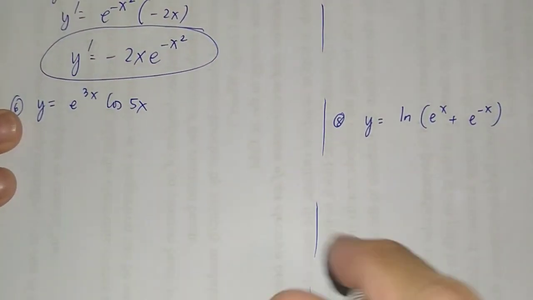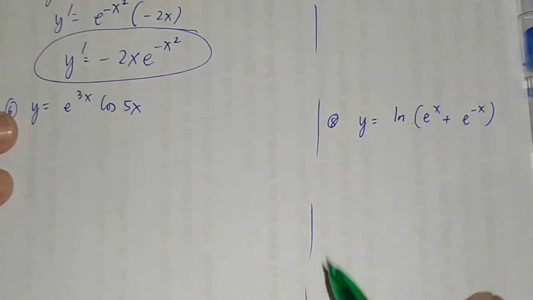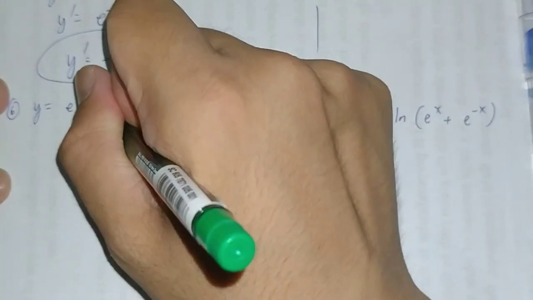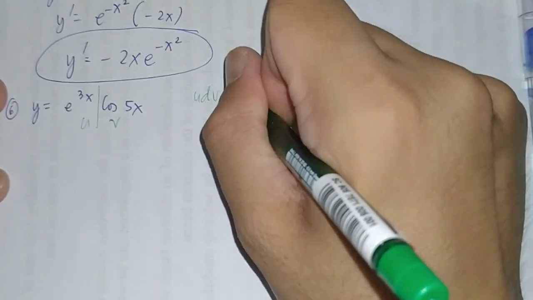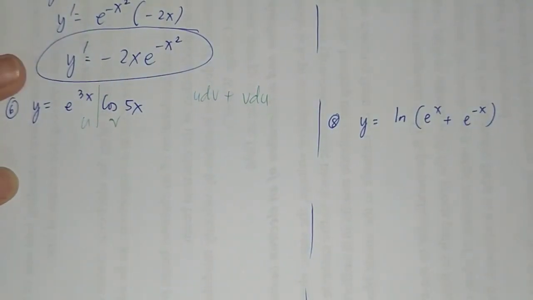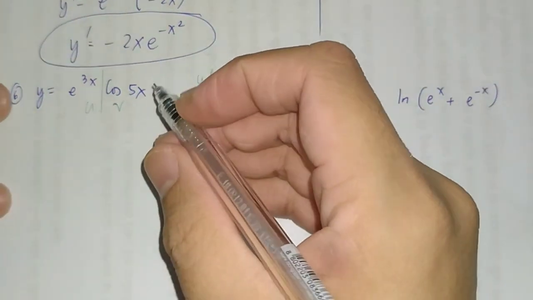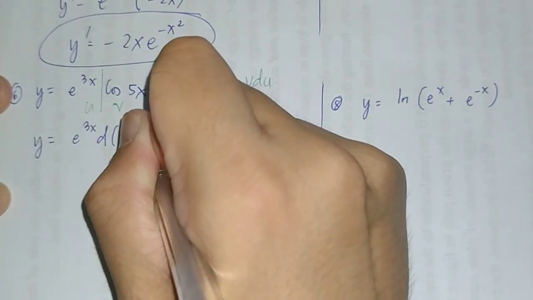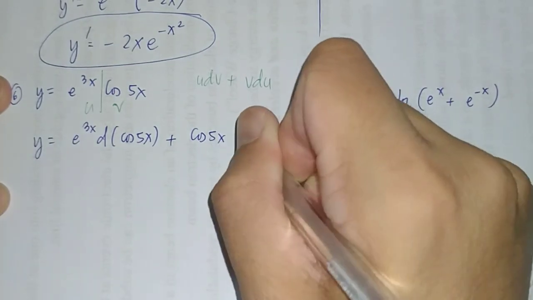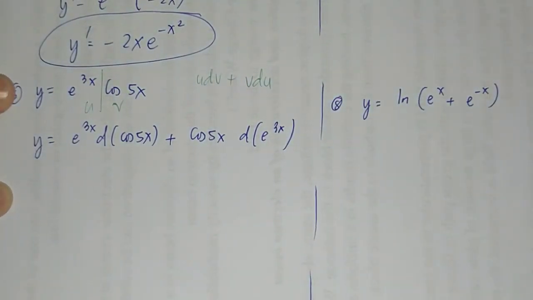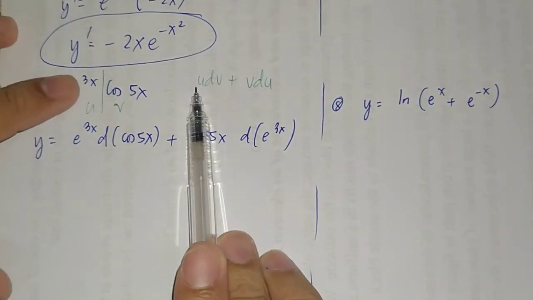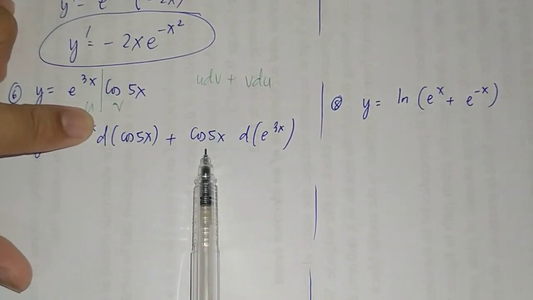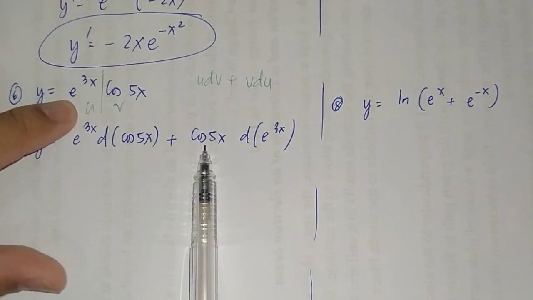So, number 6, you have e to the 3x multiplied by cosine 3x. Again, kapag nakakita tayo ng product, you just have to use the derivative of a product, u dv plus v du. So, lagi yan pag product, syempre, derivative of a product ang gagamitin natin. So, your y here is e to the 3x times the derivative of cosine 5x plus cosine 5x multiplied by the derivative of e to the 3x. That's u, which is e to the 3x times the derivative of cosine 5x, that's your v, plus v, which is cosine 5x times the derivative of e raised to 3x.